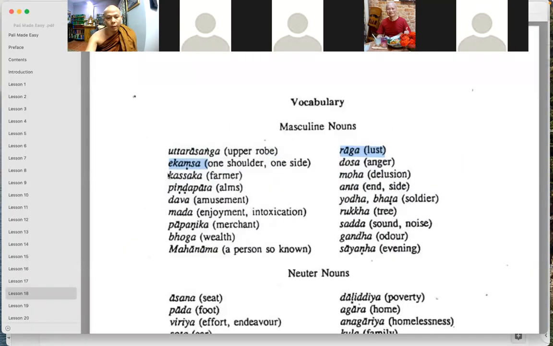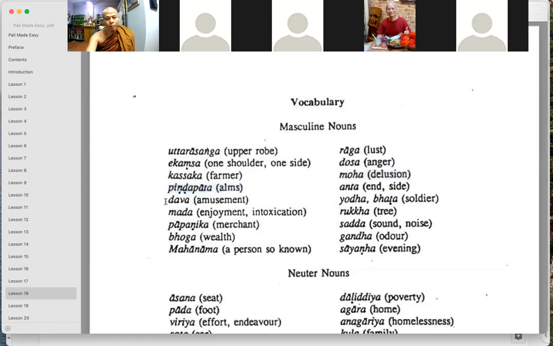And then next is Kasaka. Kasaka is farmer. That one also maybe derived from the root kas, kasati, to plow. So Kasaka means farmer, who plows the field and so on. And the Bhindapada means alms, or alms food.